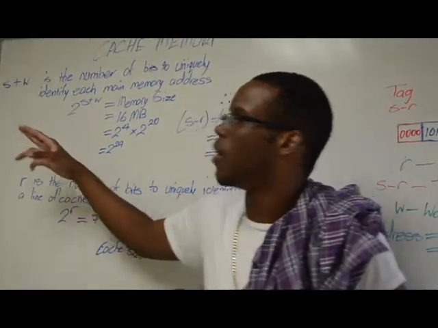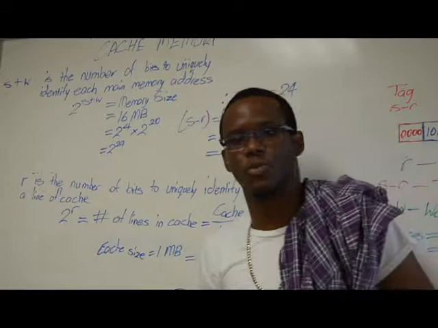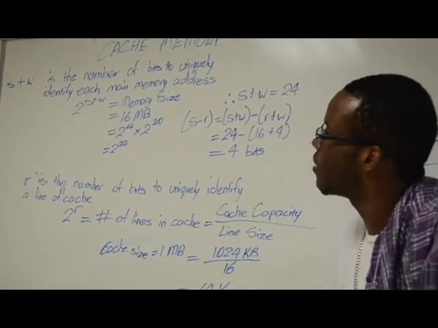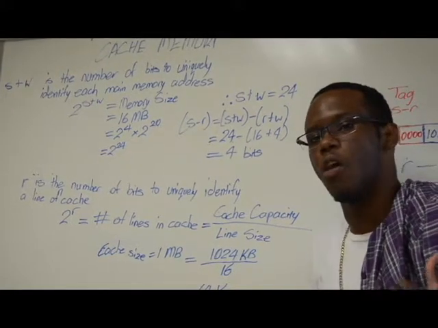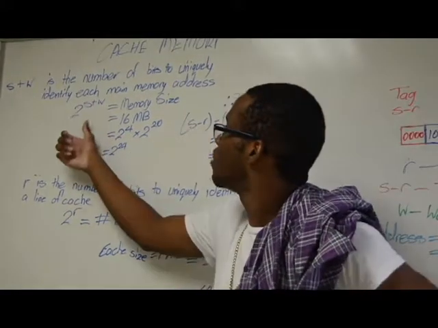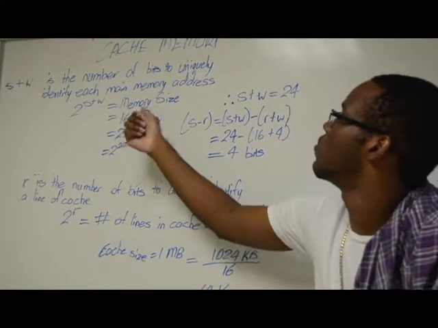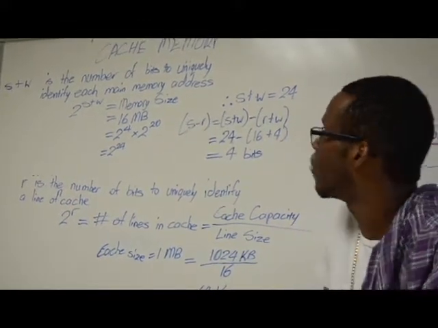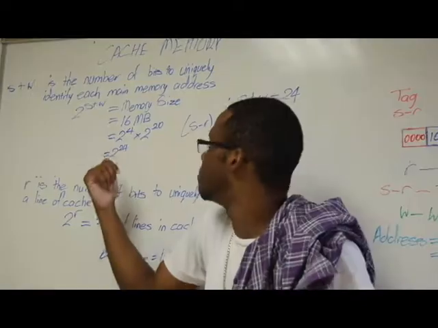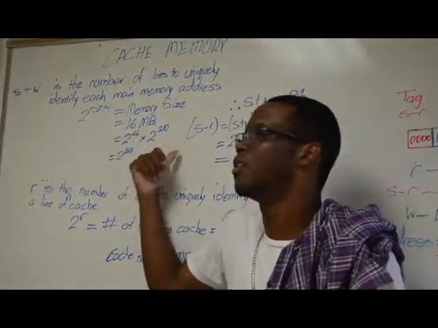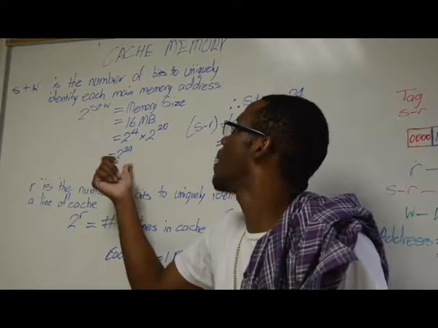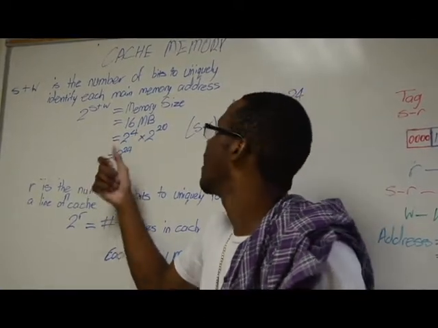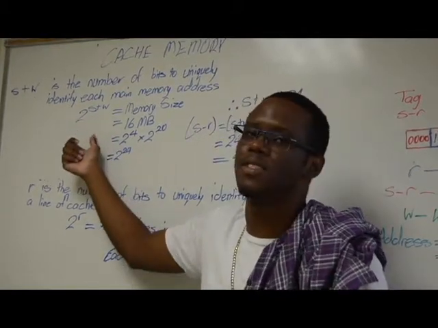S plus W is the number of bits to uniquely identify each main memory address. S plus W is the entire address of our word. 2 to the S plus W is 16 megabytes, which is the memory size, which would probably be given to you if you had to do a question. Same process as before: 2 to the 4 is 16, 2 to the 20 is your M, so 16 megabytes is 2 to the 24, and that 24 is our S plus W.